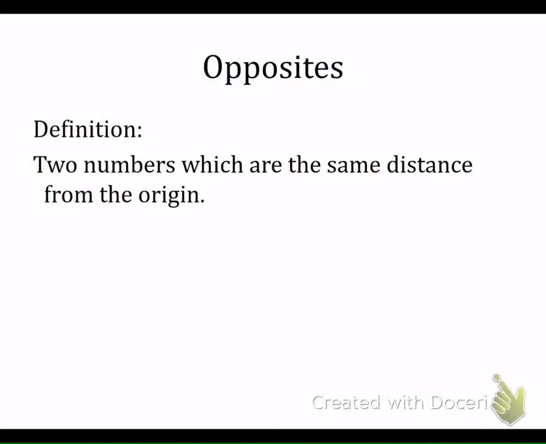So first we'll look at opposites. Here's the definition. Two numbers which are the same distance from the origin. That's sort of the fancy way to say it. The easy way to say it is if it's a positive number, make it a negative. It's a negative number, make it a positive. Okay? So the opposite of 5 is negative 5. The opposite of negative 5 is 5. You just change the sign.